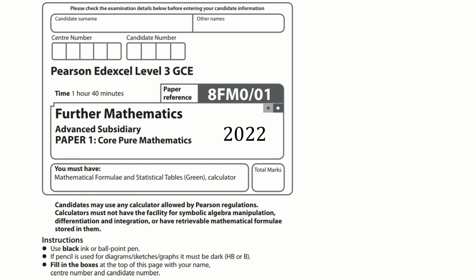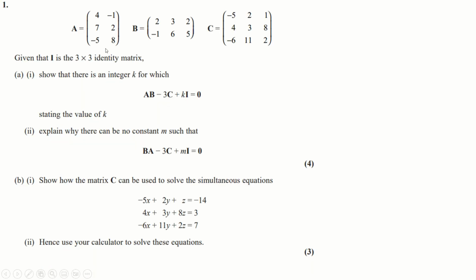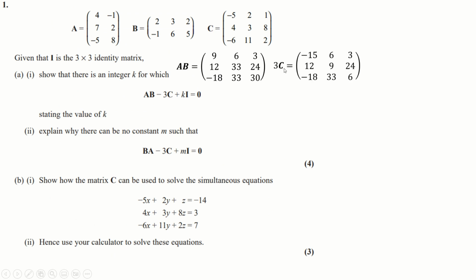This is the AS Core Maths exam from 2022, Pearson Edexcel. Let's just do it. So we've got matrices here. AB, you can literally just put into a calculator and get this, because you can't be bothered to do it on your own. Times this by 3, just times all the numbers by 3, you get this.